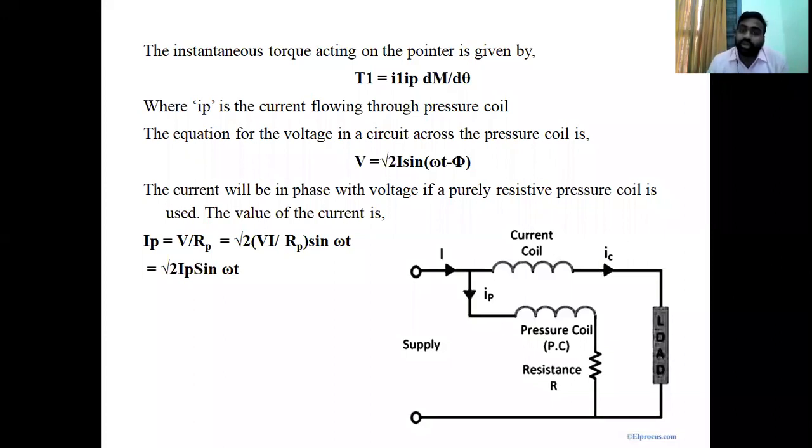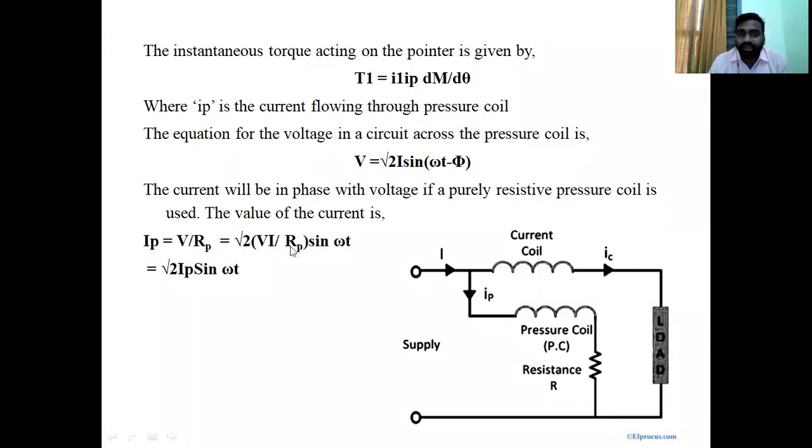And the second most important thing is that a pure resistive pressure coil is used. So the current flowing in the pressure coil, I suffix P, is equal to V by Rp. The current flowing in the pressure coil is equal to the voltage across the pressure coil V divided by the total resistance of the pressure coil, R suffix P. What is the expression of V? V is equal to root 2 V sin omega t.